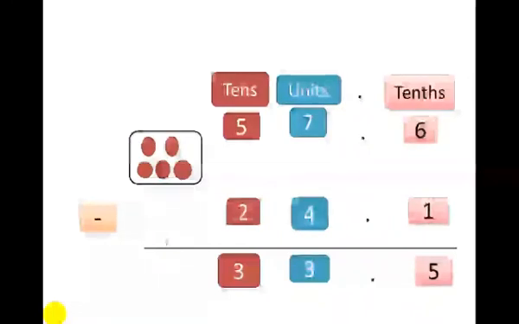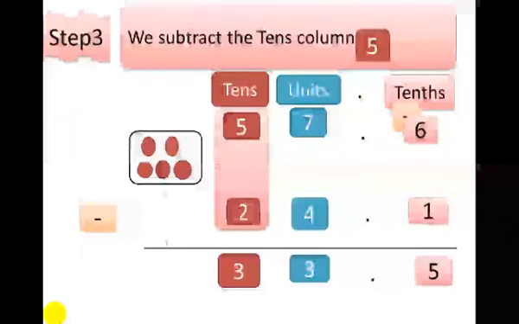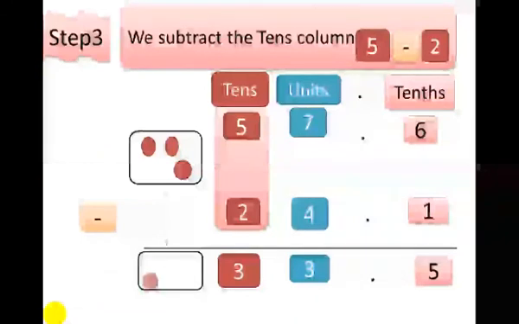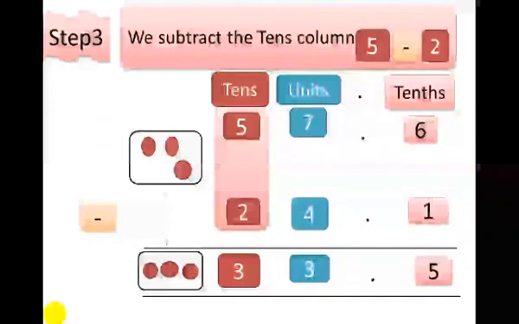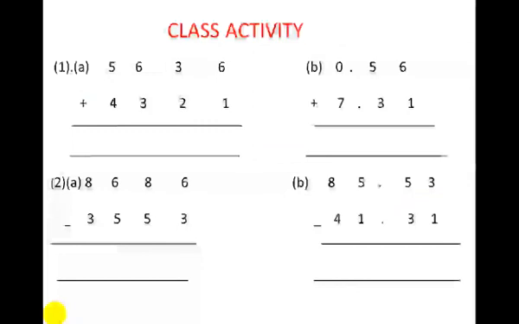The next thing we do is subtract the tens column. 5 tens minus 2 tens equals 3 tens. So 57.6 minus 24.1 equals 33.5. Class activity. Question 1, A and B.